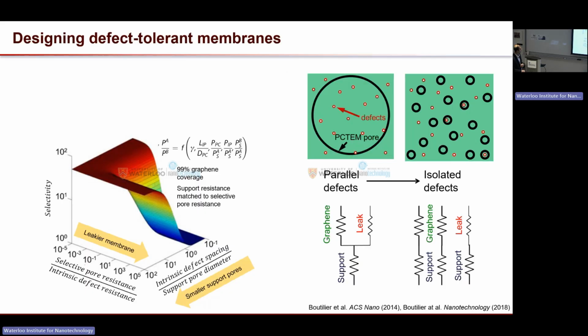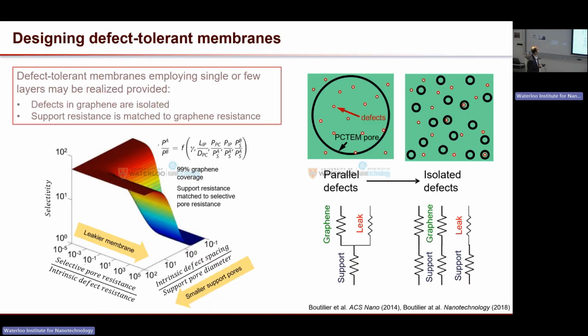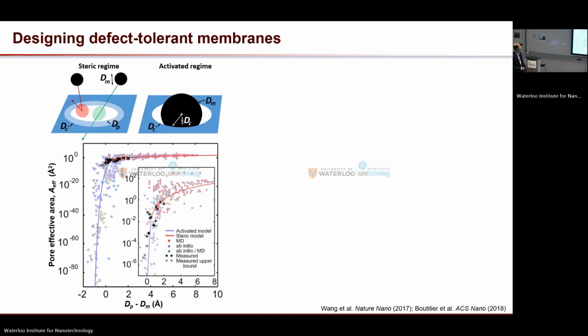One is how resistive are the selective pores compared to other defects, and the other is what is the defect spacing compared to the support pore characteristic length scale. And that makes the membranes significantly more robust. And we have used this principle over and over again, and it's very effective so that we don't have to worry about a little defect here and it kills the membrane performance.